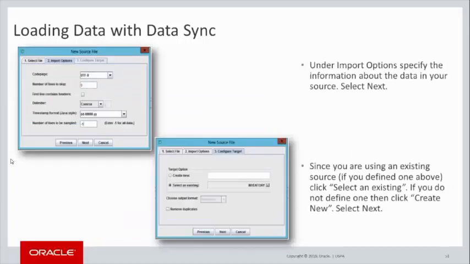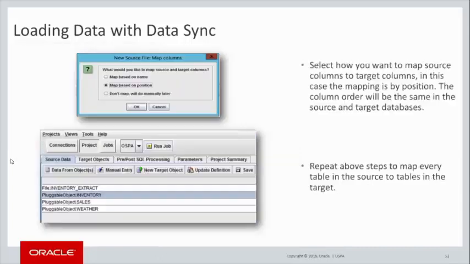Under Import Options, specify the information about the data in your source. Select Next. Since you are using an existing source, if you defined one above, click Select an Existing. If you did not define one, then click Create New, followed by Select Next. Select how you want to map source columns to target columns. In this case, the mapping is by position. The column order will be the same in the source and the target databases.